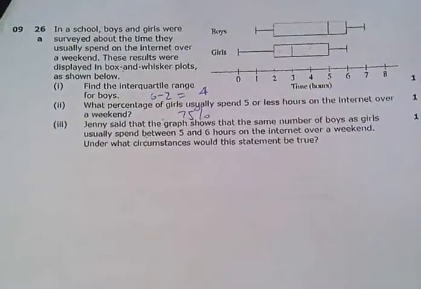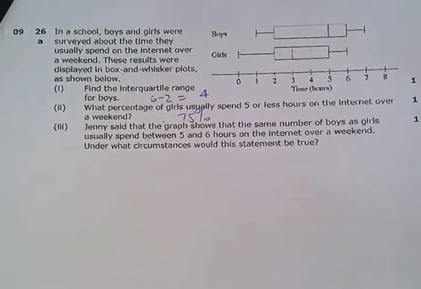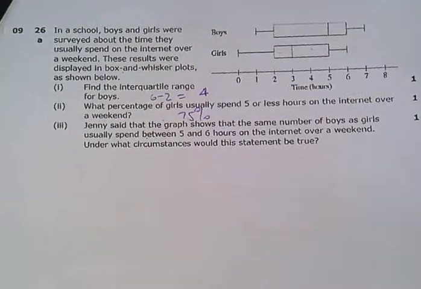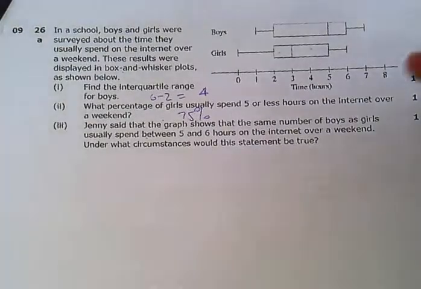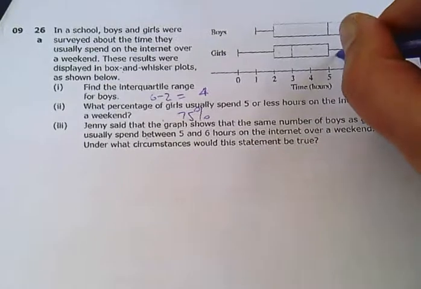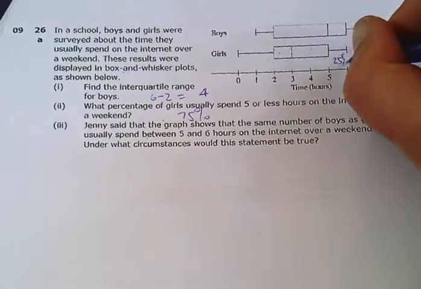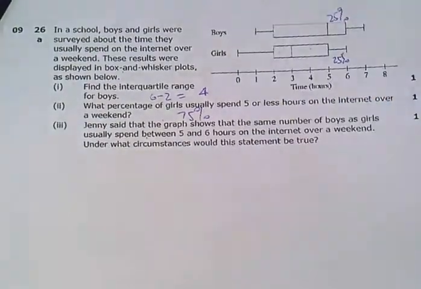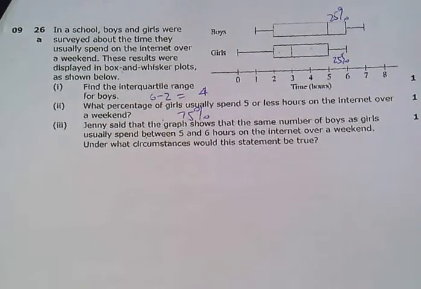Now, this one's tricky. Jenny said that the graph shows that the same number of boys as girls usually spend between 5 and 6 hours on the internet over the weekend. It's not the same number of boys. What percentage of girls spend between 5 and 6 hours? 25%. So they're both 25%, but I don't know how many girls or boys were asked. Under what circumstances would this statement be true?